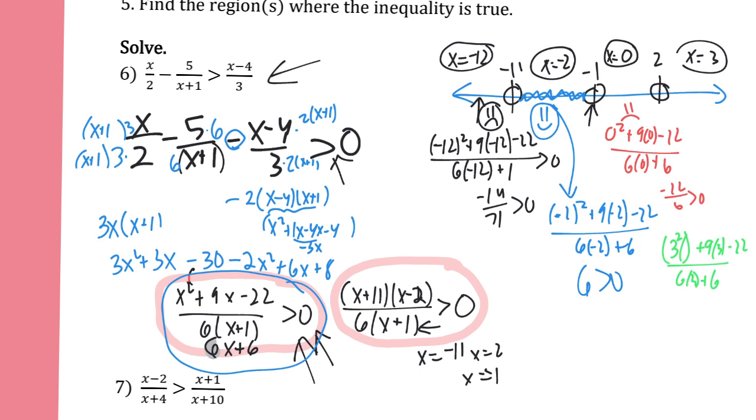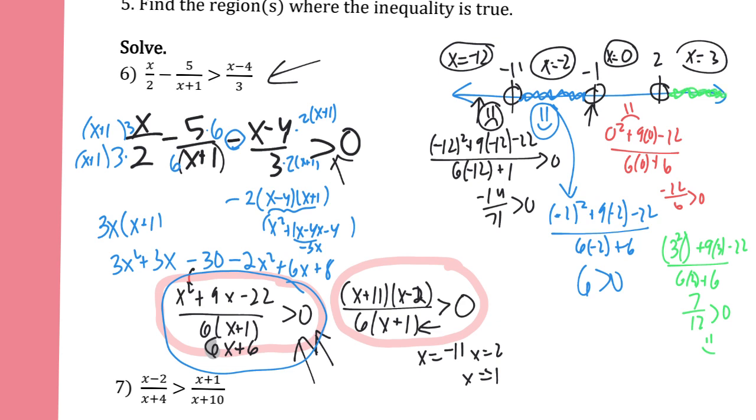All right, we're going to get 9, and I'm going to use the fraction. And plus 27 minus 22 over 18 plus 6. And guess what? I got 7 twelfths. Is 7 twelfths greater than 0? And the answer is yes, it is. So these solutions will also work.